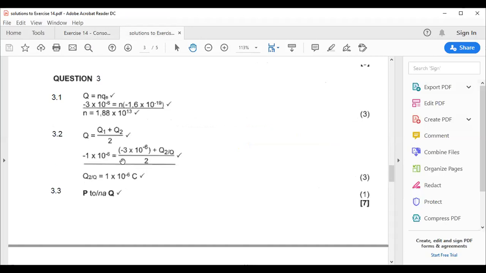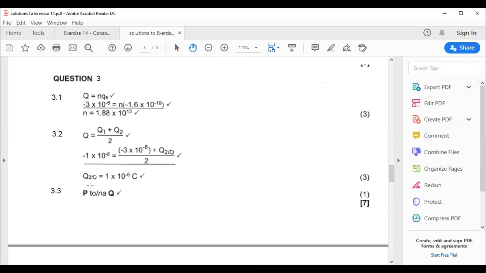Then from here you cross multiply. You multiply -1 times 10 to the power -6 by 2. Then you subtract -3 times 10 to the power -6 for you to try to get the charge on Q, all right? This one, please don't get confused. It's Q2, charge on 2, or Q, charge on a second object, or charge on object Q.